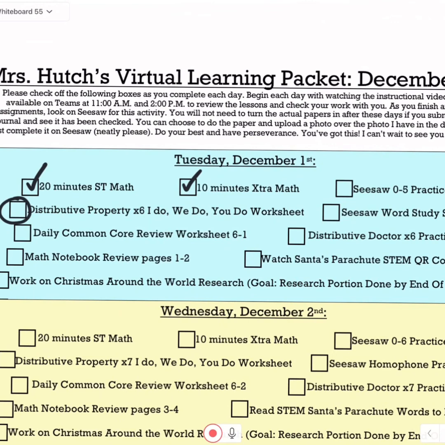Don't forget to work on your Christmas Around the World research. Try to get that done sooner rather than later, so that way that's one thing off your checklist every day. So try to work on it on a day when family can help you as well, because it's such a fun family project.